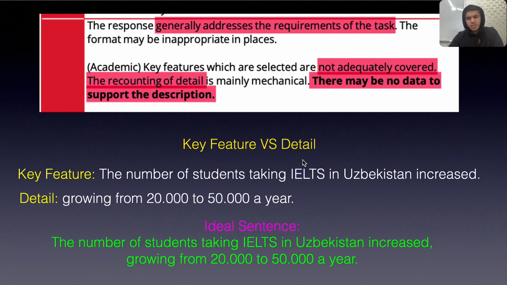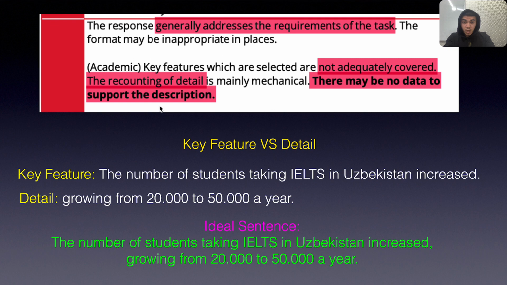So we'll talk about key feature versus detail. I think this is where most candidates make mistakes. As you can see here, it says there may be no data to support the description. So this is the problem with key feature versus detail. Key feature is basically this. If you've been given a graph or chart, you can see key features, okay, this is the key feature: the number of students taking IELTS in Uzbekistan increased. And the detail of this key feature is growing from 20,000 to 50,000 a year.